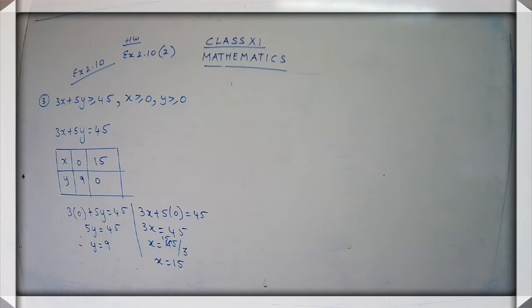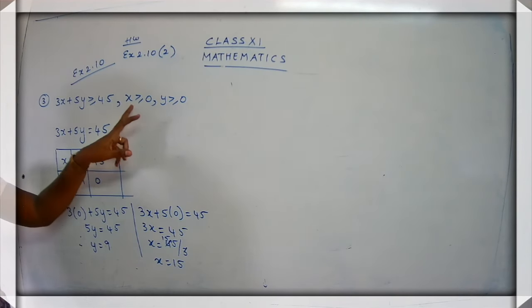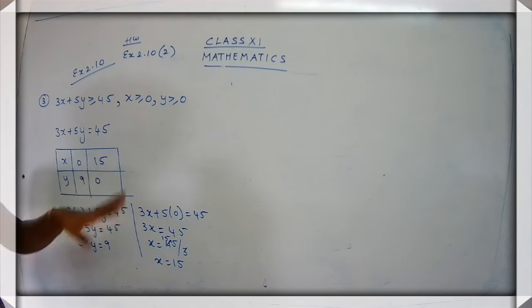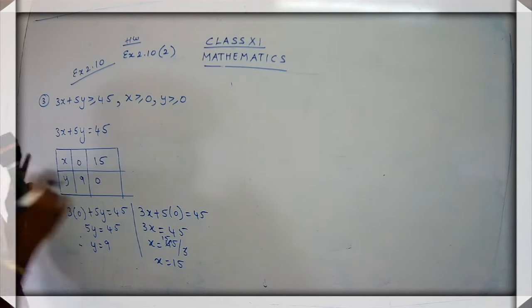Okay, ready children? Are you ready with the table? Now here for x is greater than or equal to 0, y is greater than or equal to 0, no need to draw a table because this is dealing with only one variable, yes? So we can draw a straight line, just we can draw the line. You know how to draw the line, yes?